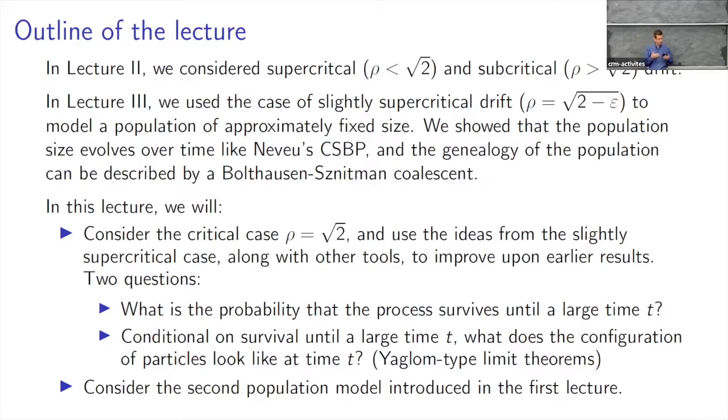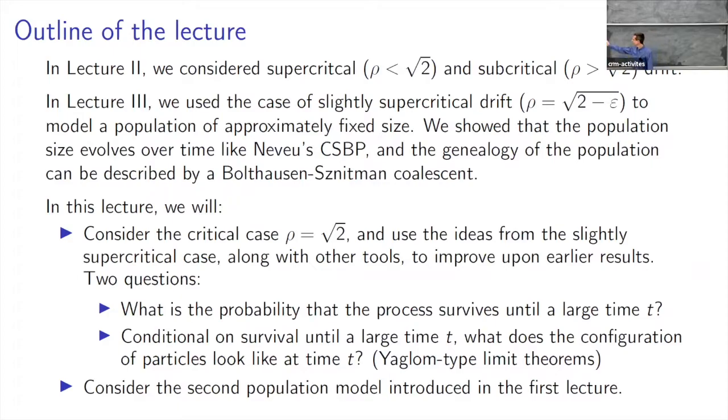First, what is the probability that the process survives for an unusually large time t? So it's the critical case, so we know that the process will eventually die out, but we want to know what's the probability that it survives for an unusually large time. And then second, conditional on the event that the process survives for an unusually large time t, what does the configuration of particles look like at time t? And results like this are known as Yaglom type limit theorems, after the result of Yaglom that describes the behavior of critical Bienaymé-Galton-Watson processes conditioned to survive for a long time.